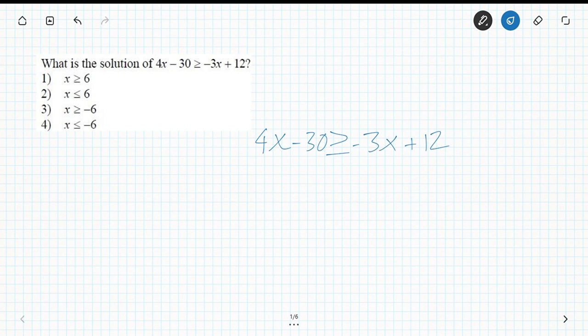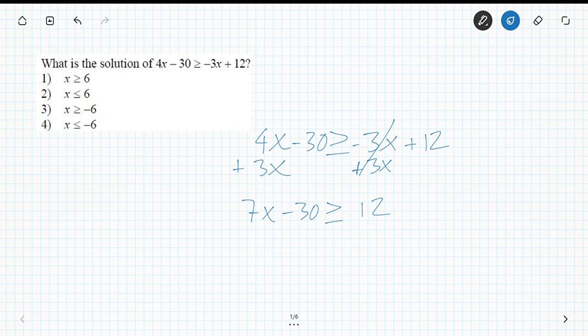Okay, the first thing I notice is that I have 4x and 3x on opposite sides, so I want to bring that negative 3x into the other side by adding. I want to do an inverse operation just to get rid of that negative 3x. And so then I have 7x minus 30 is greater than positive 12. I don't need to write the plus sign because I know it's positive.